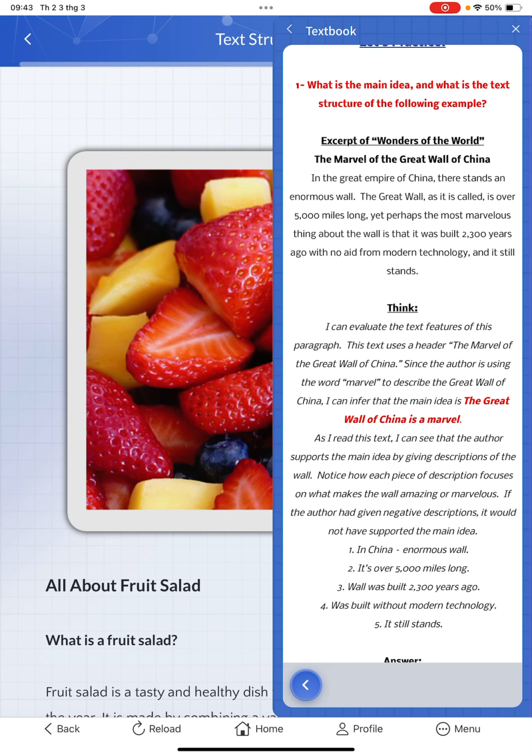So here I have an excerpt from the Wonders of the World, and I want you to read it. As you know, in the great empire of China, there stands an enormous wall, which is the Great Wall, and as it is called, it is over 5,000 miles long. And yet, perhaps the most marvelous thing about the wall is that it was built 2,300 years ago, with no aid from modern technology, and it is still standing.